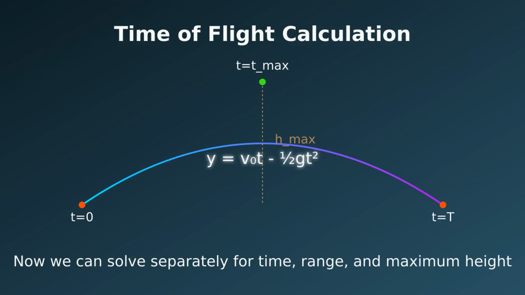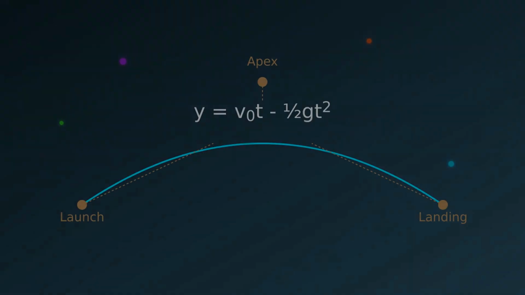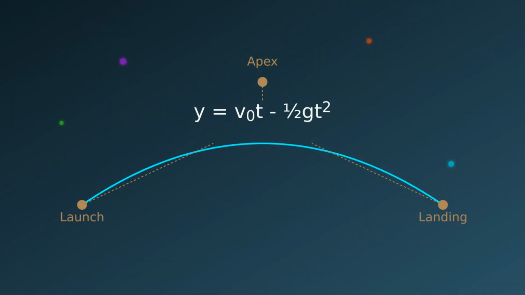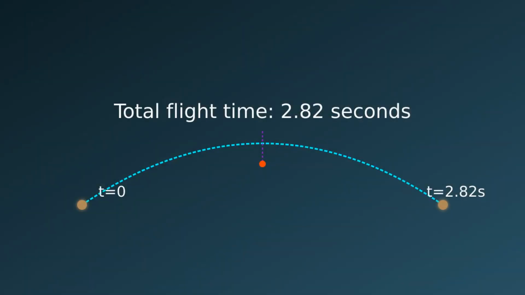First, the time of flight. Use y equals v naught y t minus 1/2 g t squared. At ground level, y is 0. So 0 equals 14.1 t minus 5t squared. Factor it. T times 14.1 minus 5 equals 0. Solutions: t equals 0 or t equals 2.82 seconds. That's the total flight time.